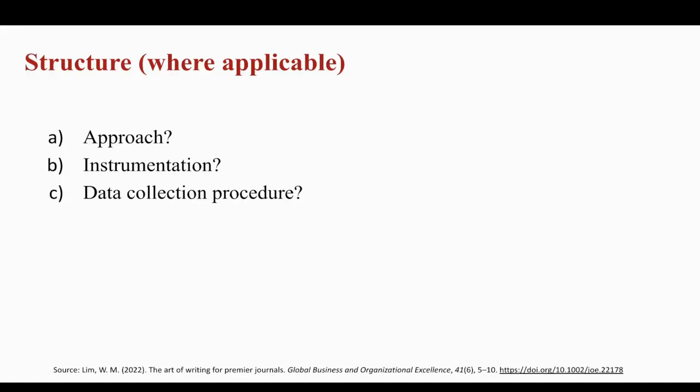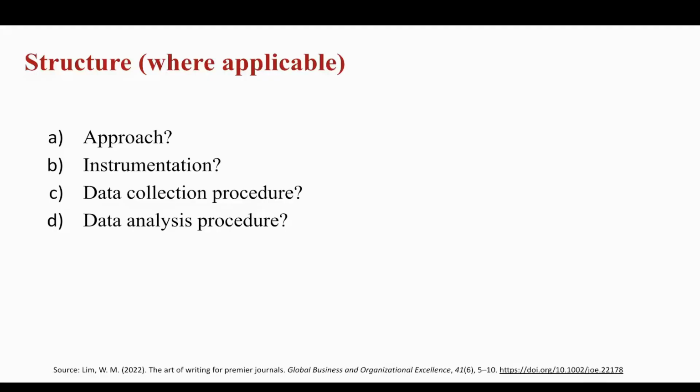What should be the structure whenever we are writing a research article? What structure should we adopt? Now, the first is we should talk about the approach, which approach we are adopting. Then we should talk about the instrumentation part, then the data collection procedure and the data analysis procedure. So whenever you are confused about what structure you should follow, note this structure. First discuss the approach, then discuss the instrument, which particular instrument you are using, what is the data collection procedure, and what is the data analysis procedure.